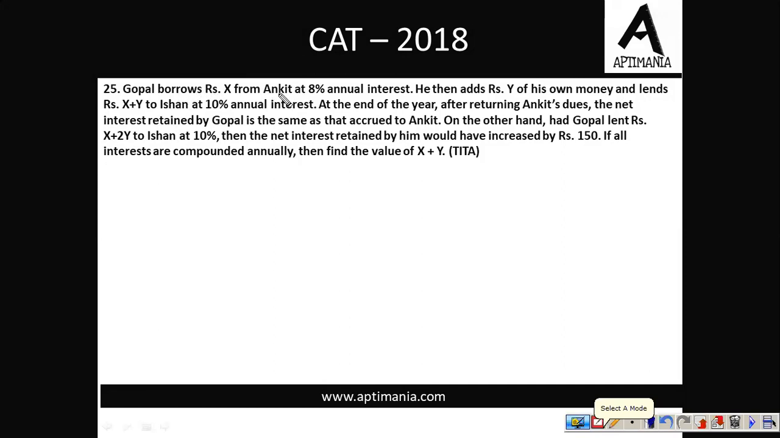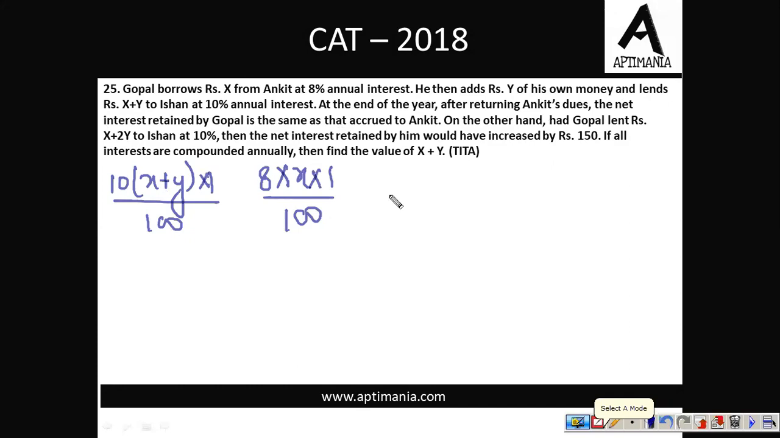Gopal borrows rupees X at 8% simple interest. So the interest that Gopal will be paying will be PRT/100. And after adding Y rupees on his own, he lent it at 10%. So the interest that he'll be gaining is PRT/100. So the difference amount that he'll be gaining, the net interest retained by Gopal, is the same as that accrued by Ankit. And Ankit accrued an interest of 8x into 1/100.